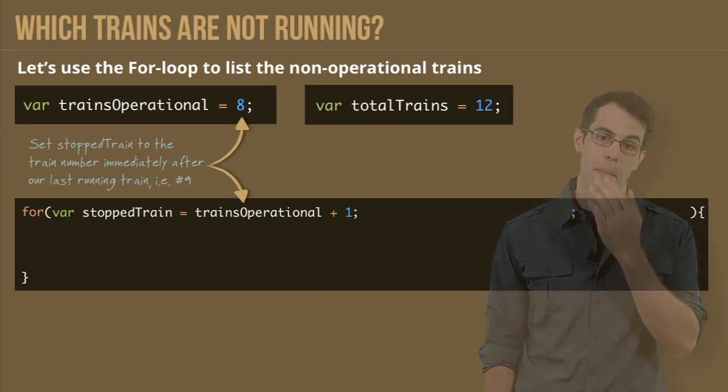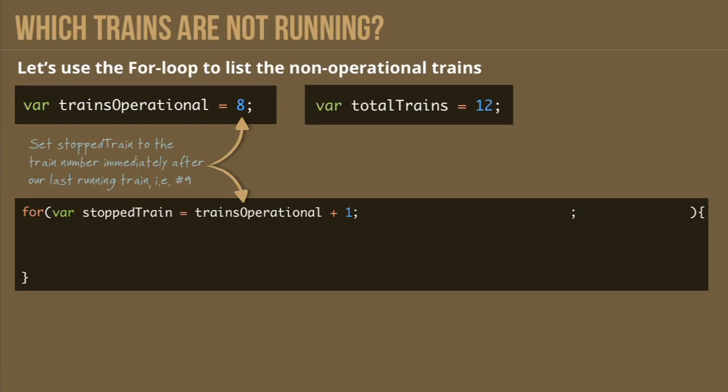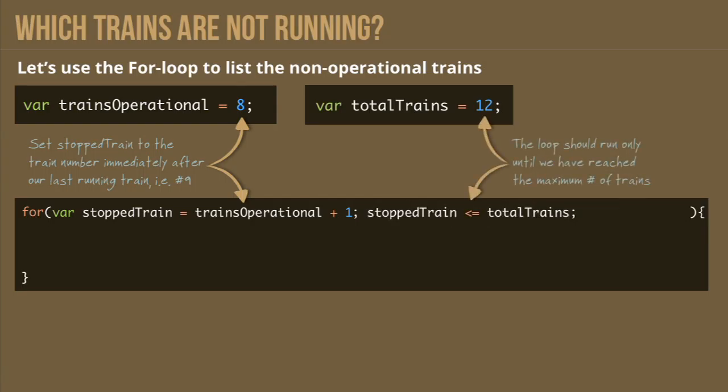Then for our condition, we want to make sure that our stopped trains list never goes past the total amount of trains. This is the first time we've used that total trains variable in a loop. And then at the end of the loop, we should of course increase our stopped train number so that we can get all of the right stopped trains printed and then stop the loop.